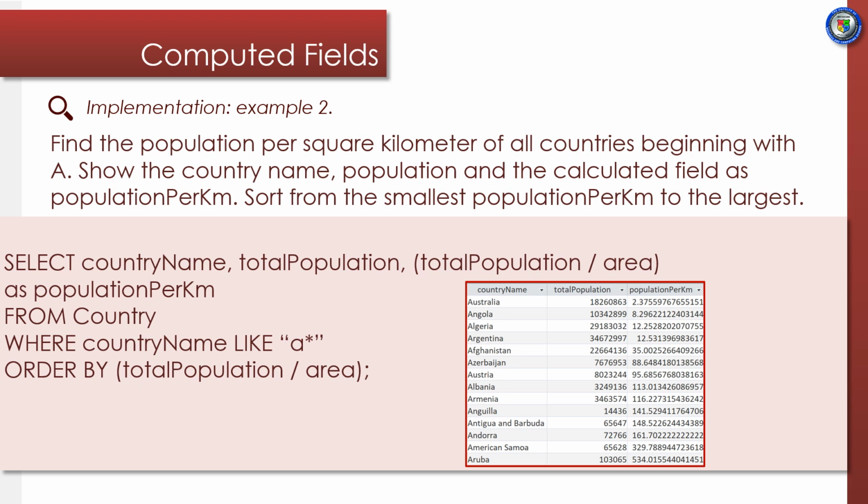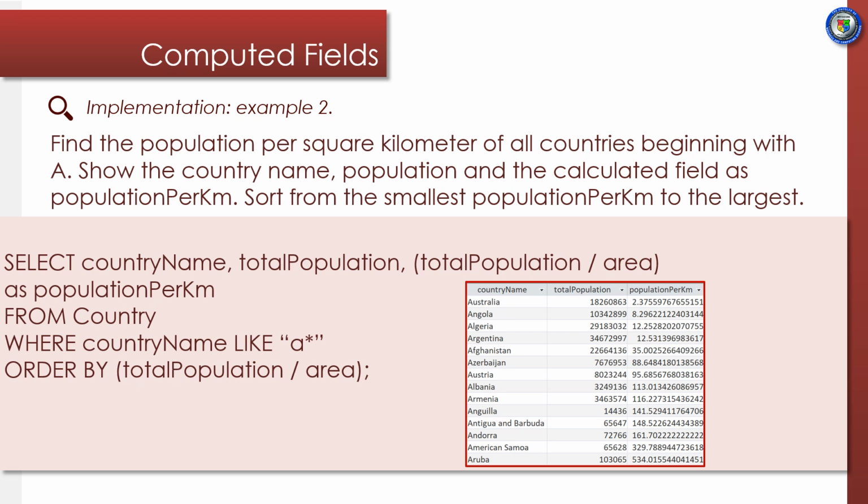Let's look at a second example. Find the population per square kilometre of all countries beginning with A. Show the country name, population, and the calculated field as population per kilometre. Sort from the smallest population per kilometre to the largest.